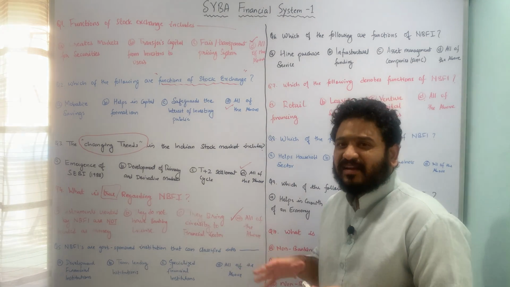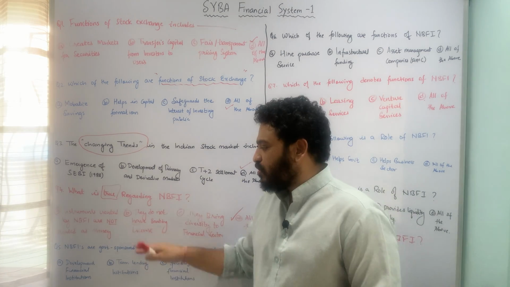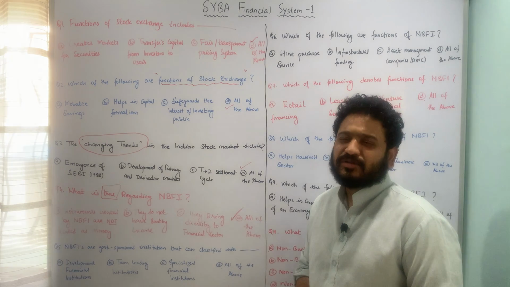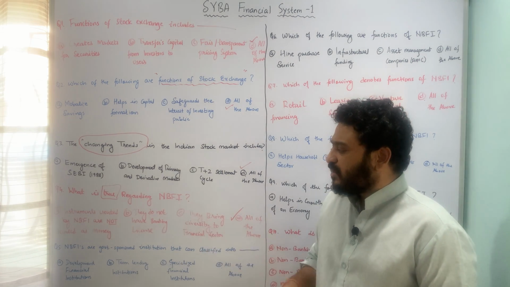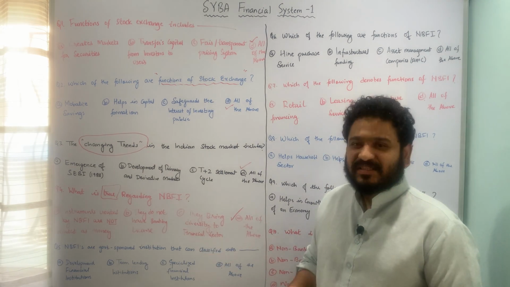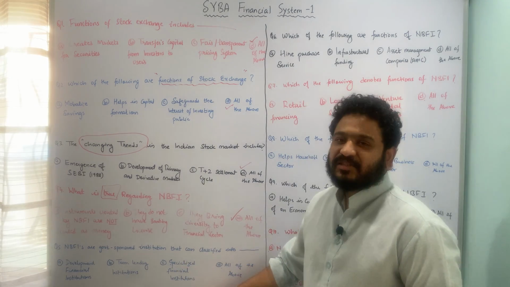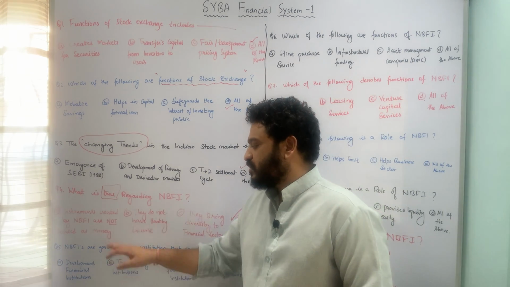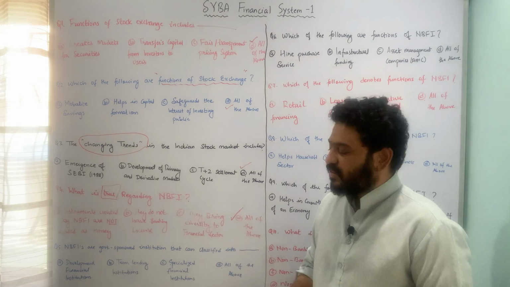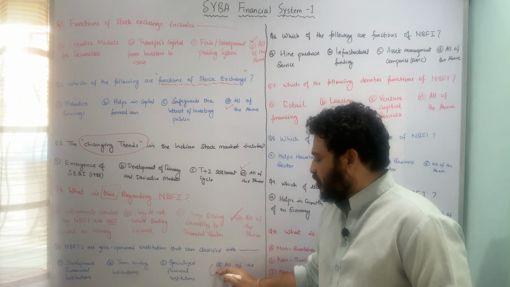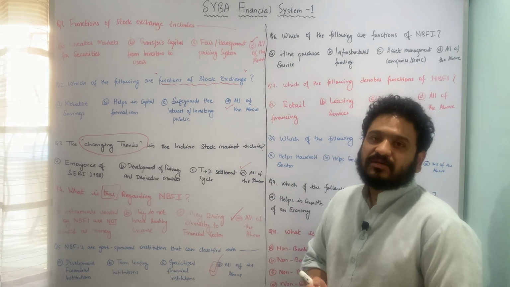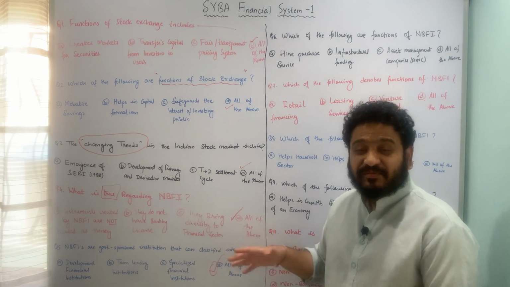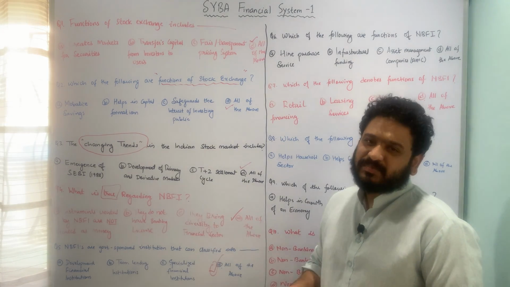So here again, if at all we look at the classification of non-banking financial institutions or intermediaries, they are classified into these three specific types, that is specialized financial institutions, term lending institutions, and development finance institutions, and therefore option D, all of the above, is the correct answer to this particular question. I hope the classification of NBFIs is pretty much clear.